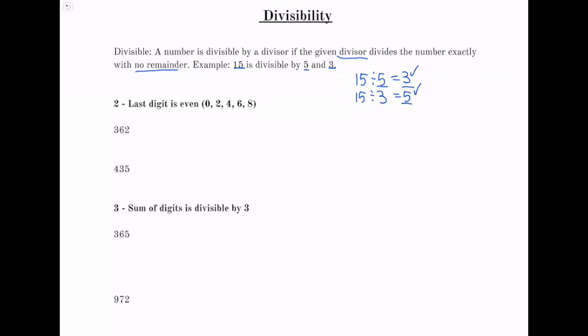So for 2, it's pretty easy. All you have to do is check that the last digit is even. So 362 is divisible by 2, since the last digit is a 2, and 2 is even. And for 435, the last digit is a 5, and 5 is not even. So that means 435 is not divisible by 2. So this doesn't work.